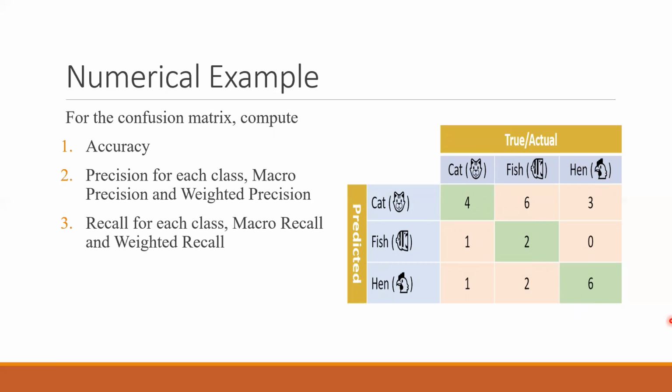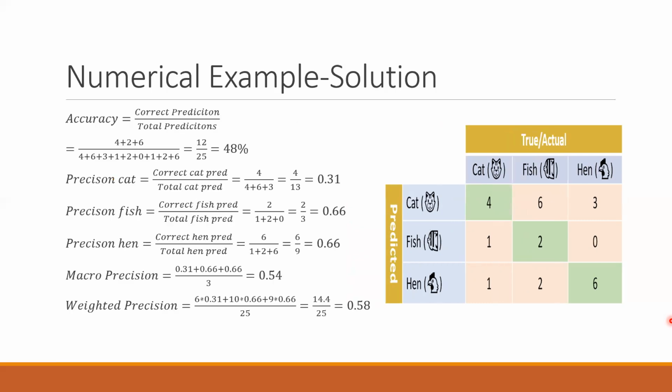You can calculate it on your end, but I will directly show you the answers and show how to calculate. So accuracy is correct predictions upon total predictions. Correct predictions are 4 plus 2 plus 6, right? These diagonal values are the correct predictions, because you are saying cat or a fish or a hen, and on these diagonal values all the accurate values are there. So 4 plus 2 plus 6 in the numerator, and all the predictions, 4 plus 6 plus 3 plus 1 plus 2 plus 0, everyone. Adding everything, it is 25.